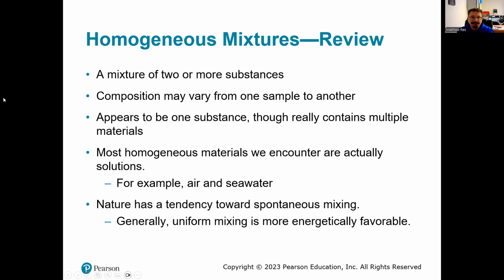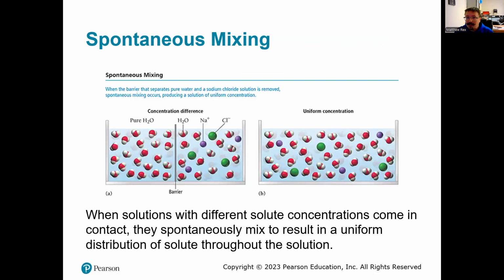Okay, there we go. So talking about solutions, we have homogeneous mixtures, so they're uniform throughout. If I have a glass of this solution, regardless if I sample from the top of the glass or the middle or the bottom, I should see the same ratio of solvent to solute or solutes. Again, the solvent is going to be the majority component of that solution, and the solute or solutes are the minority components. So if we have salt water, the water would be the solvent and the salt, the sodium chloride, would be the solute. We have this tendency towards spontaneous mixing, so just leaving things by themselves, we should see that uniformity occur.